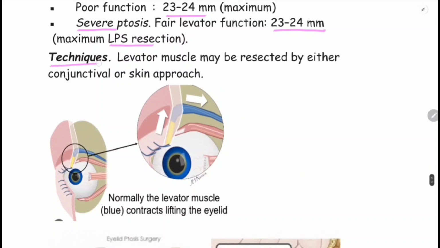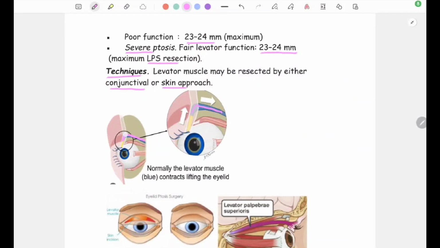Here the technique is levator resection. The levator muscle may be resected either by conjunctival or skin approach. This here is the levator muscle. Levator resection is the most commonly practiced surgery for ptosis correction. It may be performed through either the skin approach or the conjunctival route.